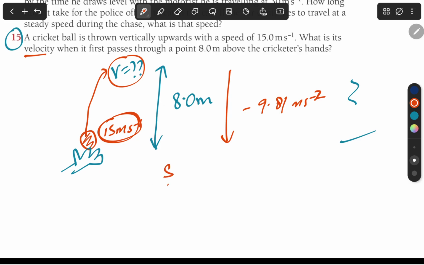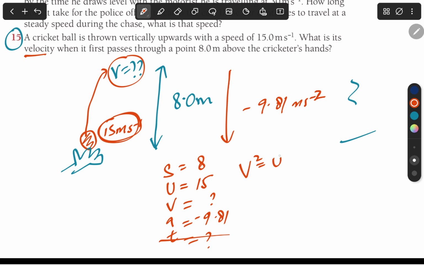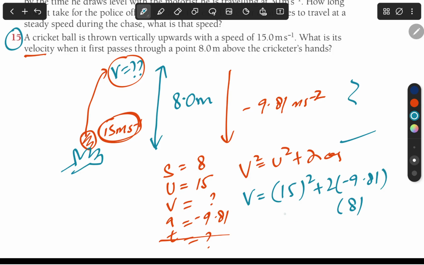Okay, so what's gonna happen is SUVAT again. Your S is 8, your U is 15, your A is negative 9.81, your V is question mark, this is question mark. We don't need this, so again same equation, V squared equals U squared plus 2AS. That's gonna give me V equals the square root of 15 squared plus 2 times negative 9.81 times 8. Let's see what we get. So you get an answer of 8.24 meters per second.